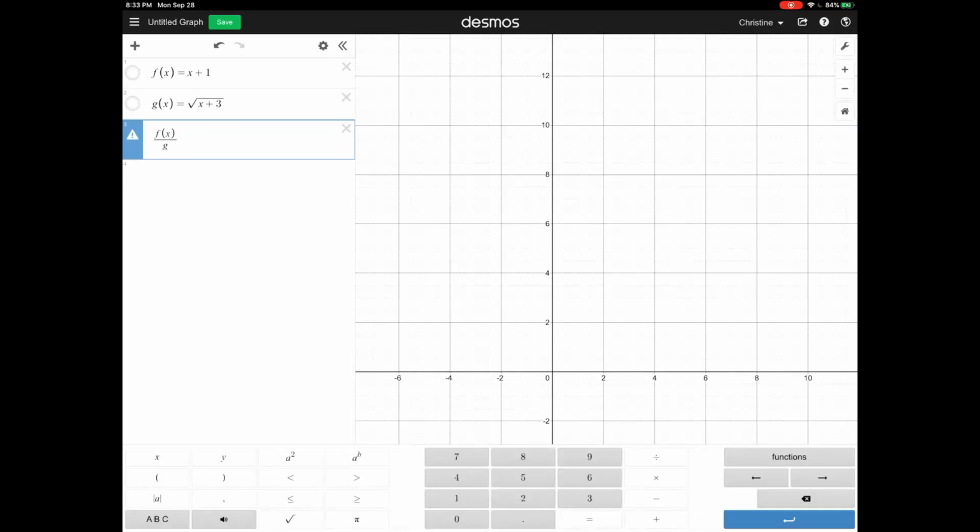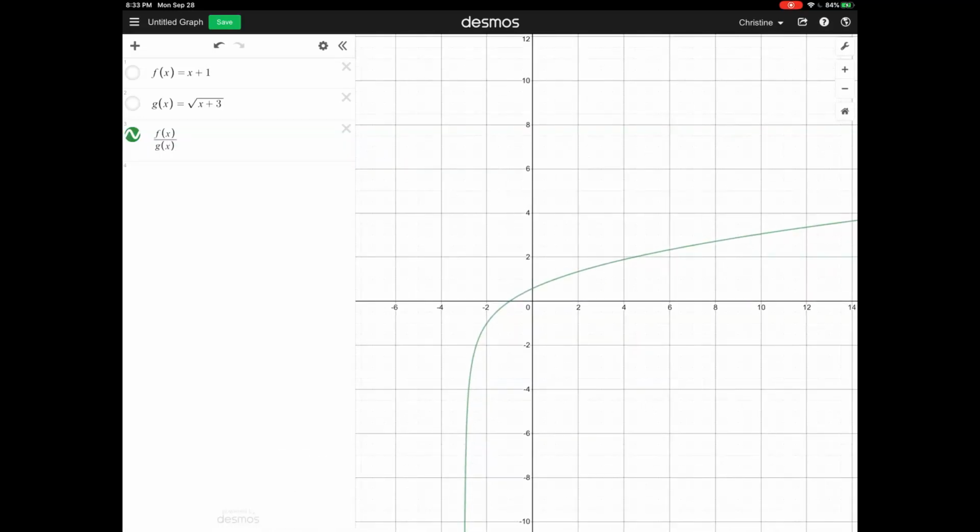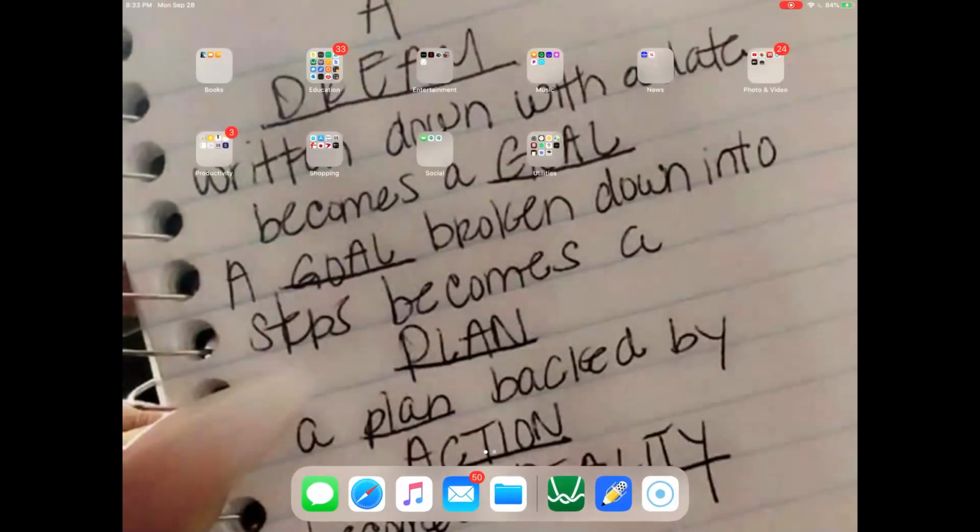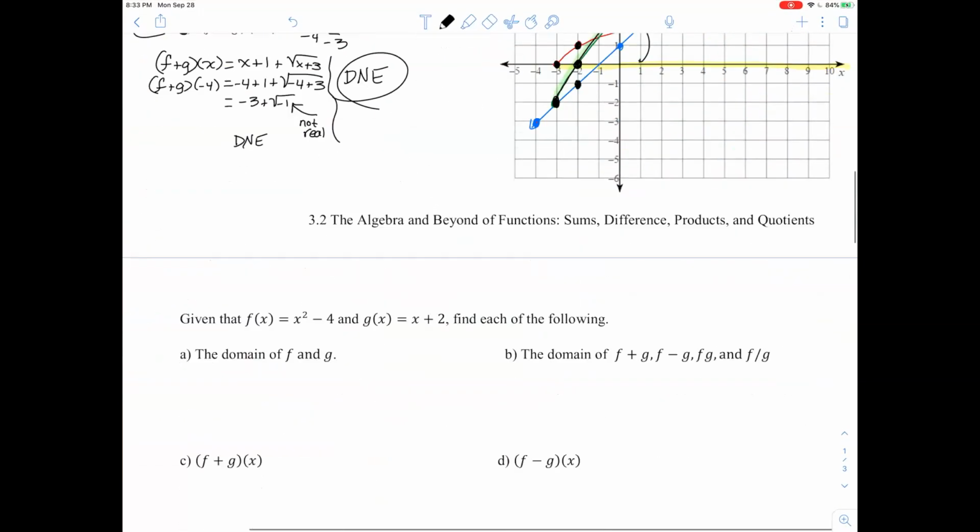And then you should use this tool when you're doing your assignment. And so there's your f of x divided by your g of x. So Desmos is pretty nice. Makes it pretty easy to check your work and look at the resulting function. All right. Let's go on to the back side.